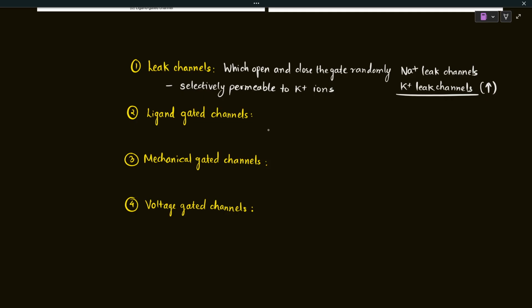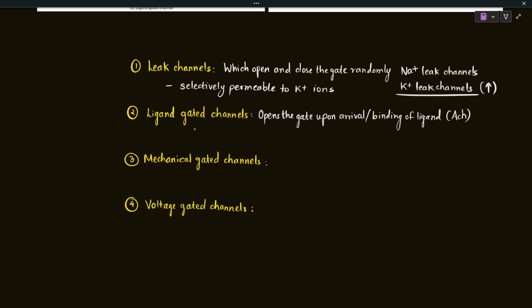Then there is a different type of channels known as ligand-gated channels. These channels open the gate upon the arrival of a ligand, or let's say the binding of a ligand. So once the ligand, for example a neurotransmitter like acetylcholine, binds to the receptor on that channel, the gate of the channel opens, which allows the transport of sodium or potassium ions.